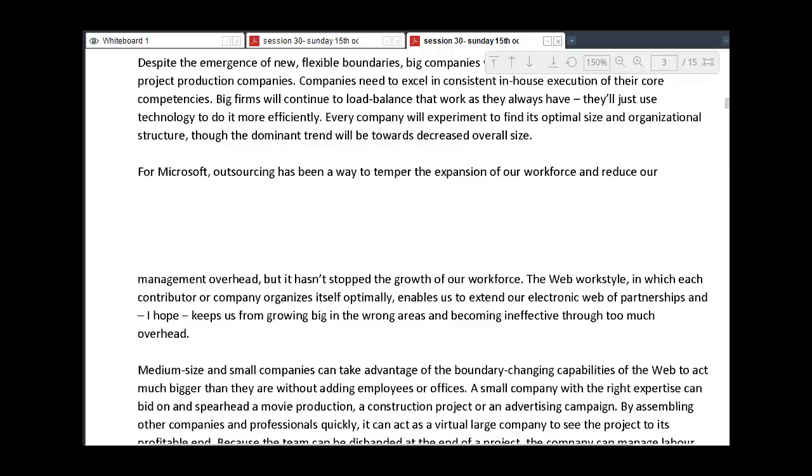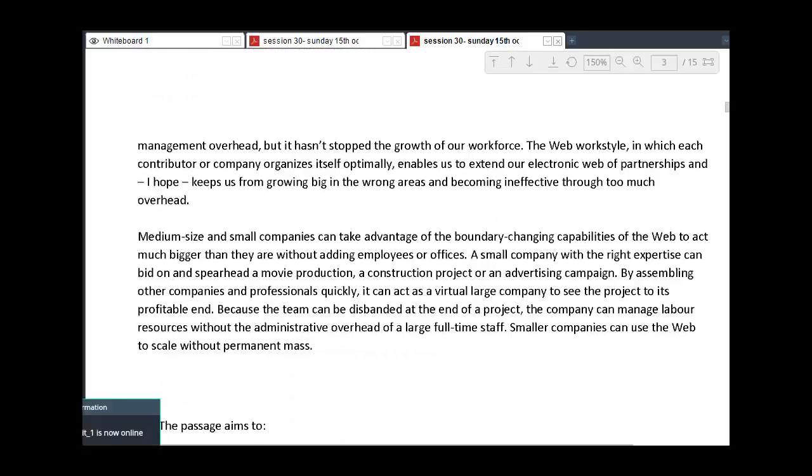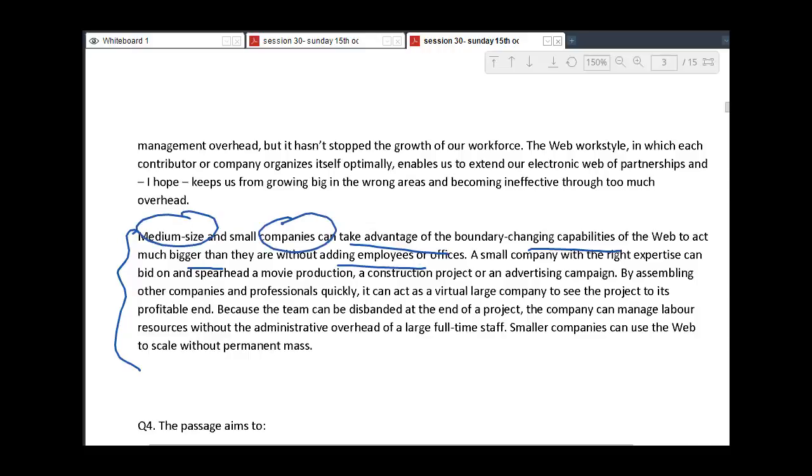The web work style in which each contributor of the company enables us to extend our... So the author is basically talking about web style and how it is going to benefit, right? This is what I get from the paragraph so far. Then in the end, it says medium-sized and small companies can take advantage of the boundary-changing capabilities to act much bigger than they are without adding employees. So even medium-sized and small companies can basically benefit.